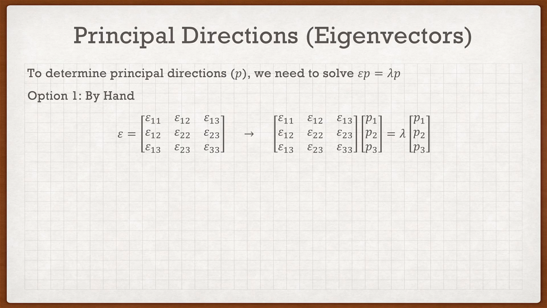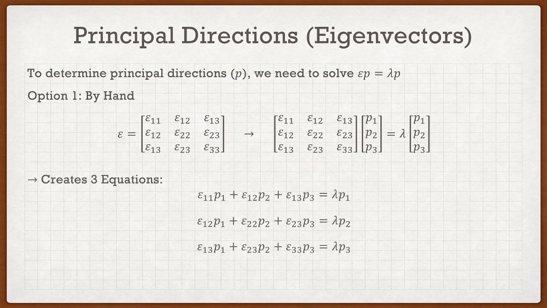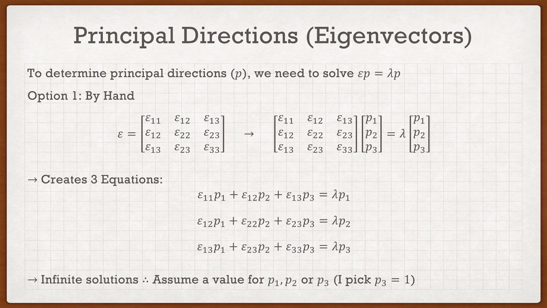Again, we know all of the strain matrix entries, and we know all the lambdas, so our only unknowns here are p1, p2, and p3. This creates three equations with three unknowns, so we can solve them. But as you remember, this will have infinite solutions. So we need to assume a value of p1, p2, or p3. I personally pick p3 is equal to 1, and then we can solve the equation.